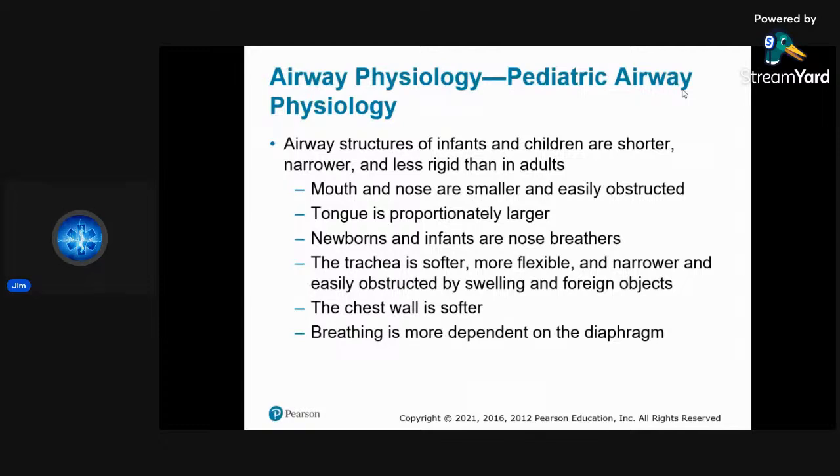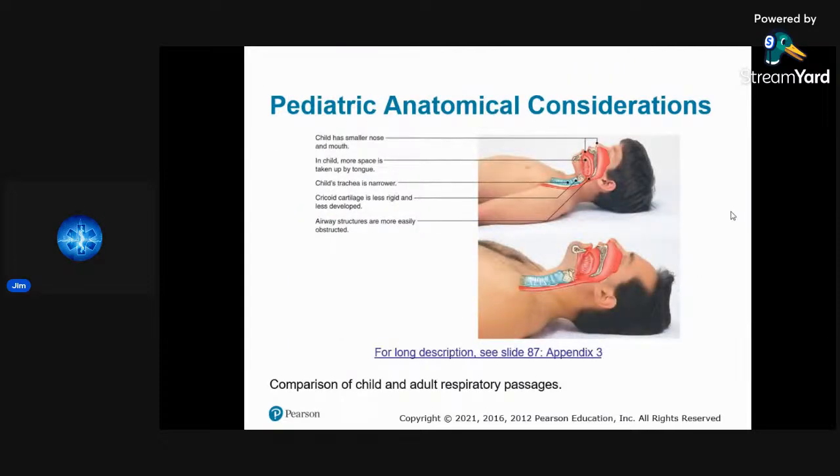Their chest walls are also softer. They depend on their diaphragm more for breathing, or we refer to them as belly breathers. Instead of using intercostal muscles and other muscles to help breathe, they depend on the diaphragm a lot. Here's a picture that compares the adult and child airway passages, and you can see the differences in the size, how much smaller the actual airway is, and how much larger the tongue is on a child proportional to an adult.